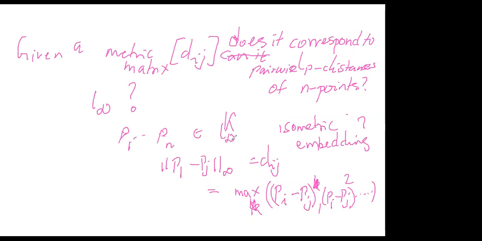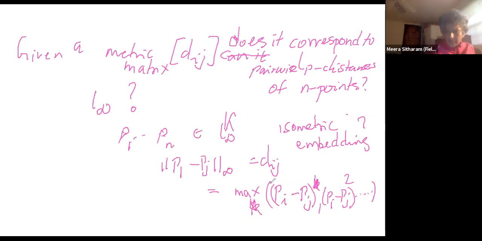I'm sorry, Meera, do we also take the absolute value of Pi minus Pj to make them all positive? Yeah, the infinity norm will take the max of the absolute values. So if you want to know what the infinity norm of a vector x is, if you think of it as x1 to xn, it's basically the max over i.